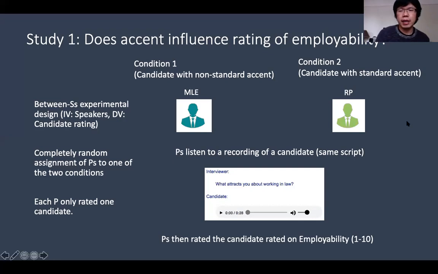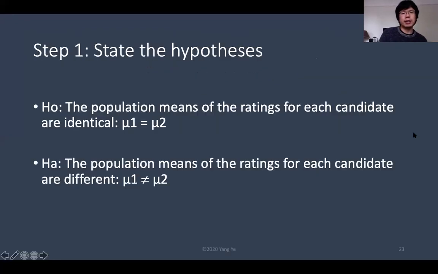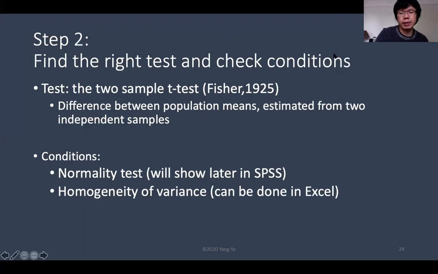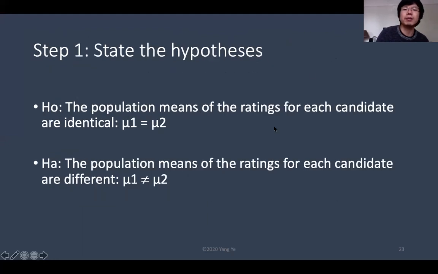I assume I was clear. So let's state the hypothesis, right? The null hypothesis. Who is doing the rating of employability? The participants. Who the participants are? Well, in our nationwide survey, the participants are the UK public. For our lawyers study, we use law firm HRs and lawyers who actually work in corporate law firms in either London or Leeds. Okay.